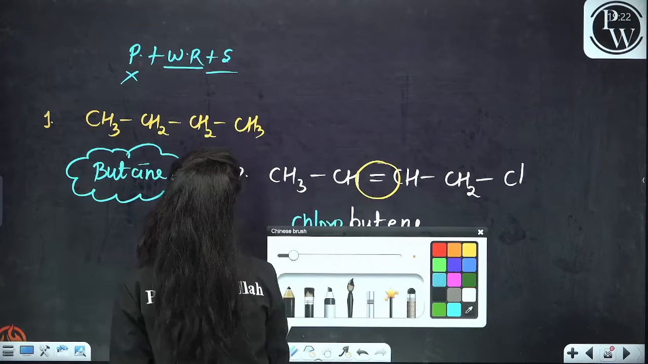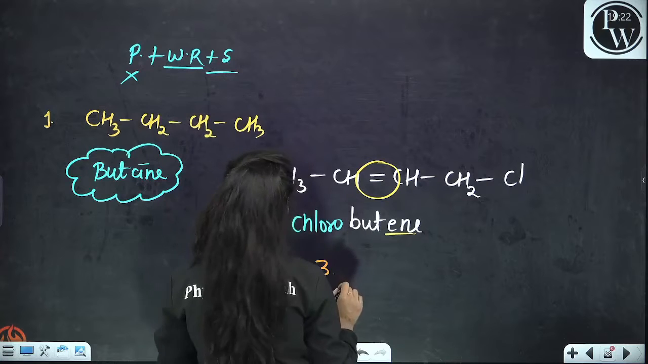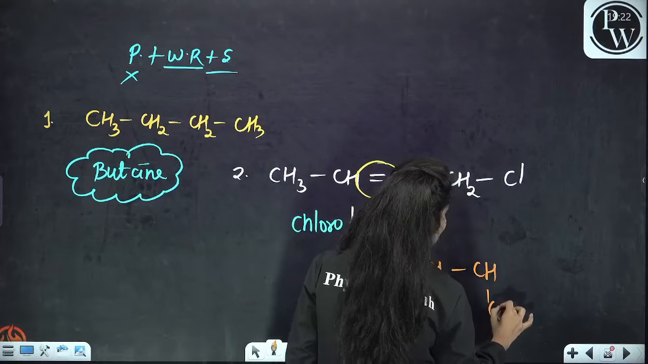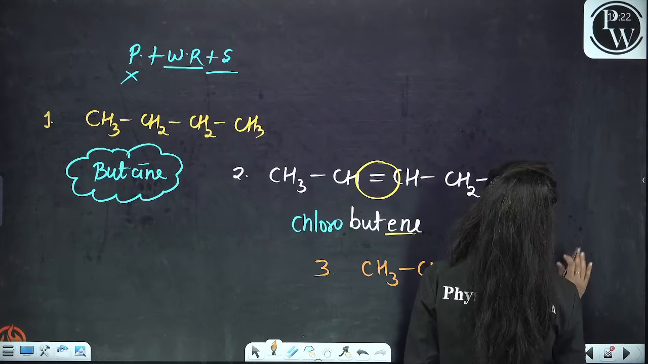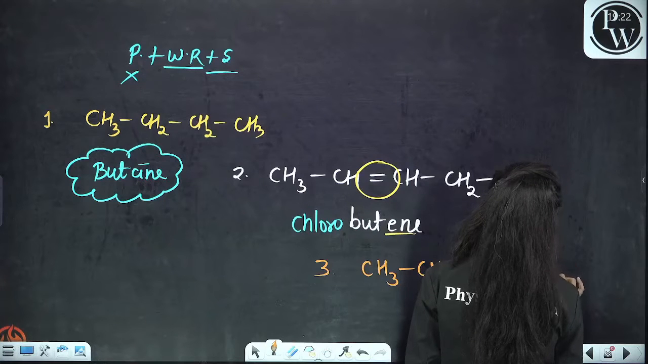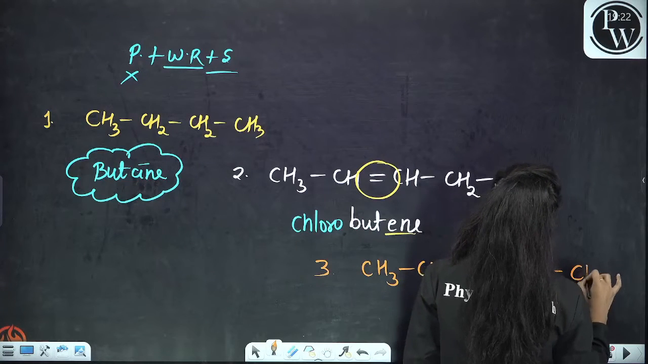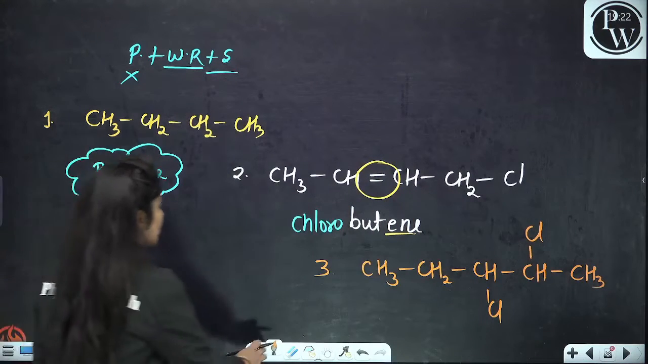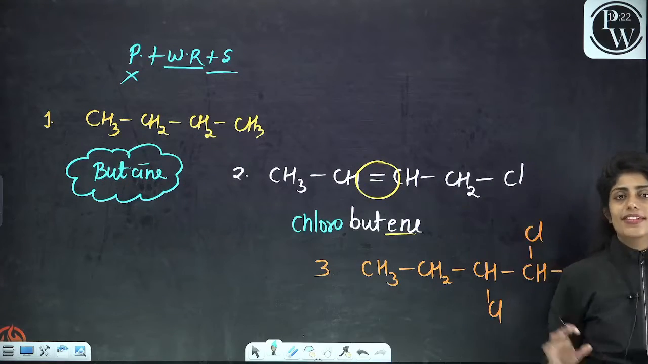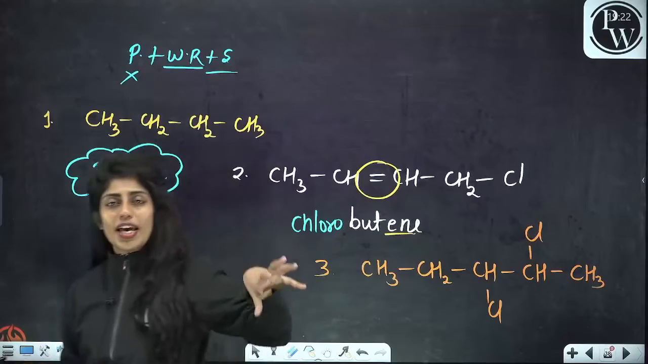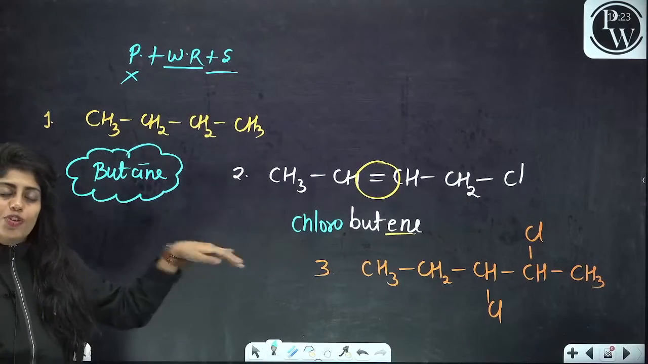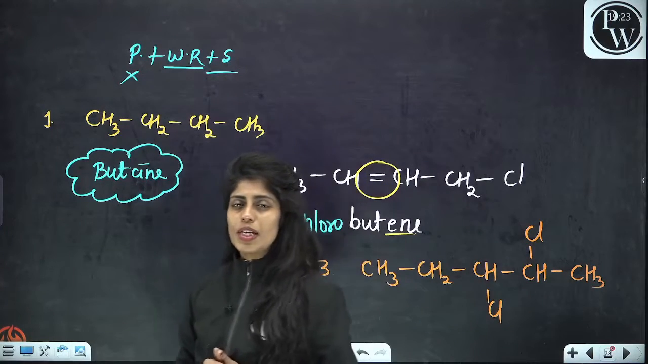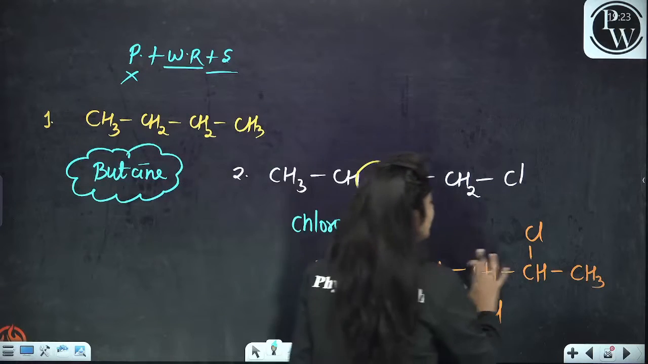Suppose we have question number 3: CH3, CH2, CHCl, CH3, CHCl, CH3. Now we need to name this question. For this, there is no confusion in checking the parent chain. There is only one chain, which is a straight one. Okay, so now we have one Cl here, one Cl there. How to name this? How to number this? So we will be using rule number 2.